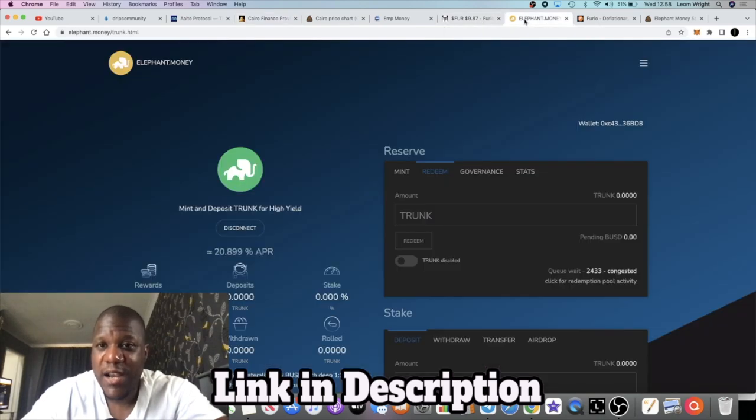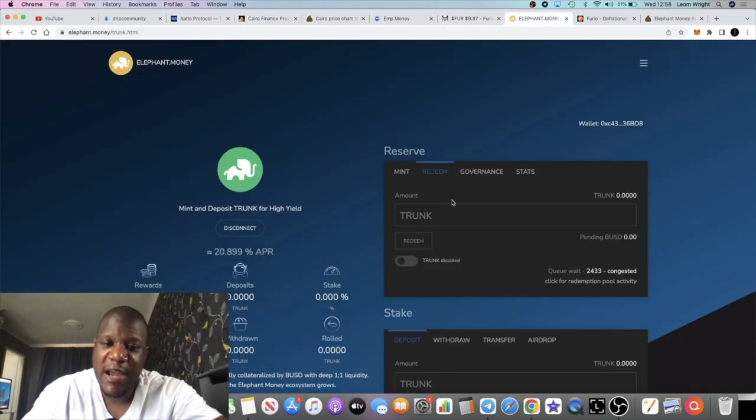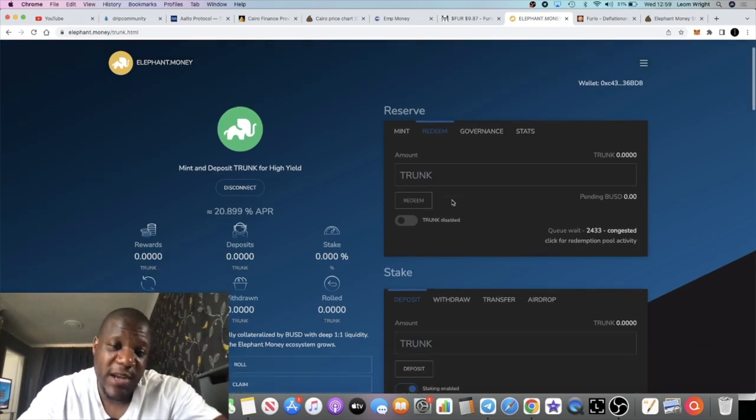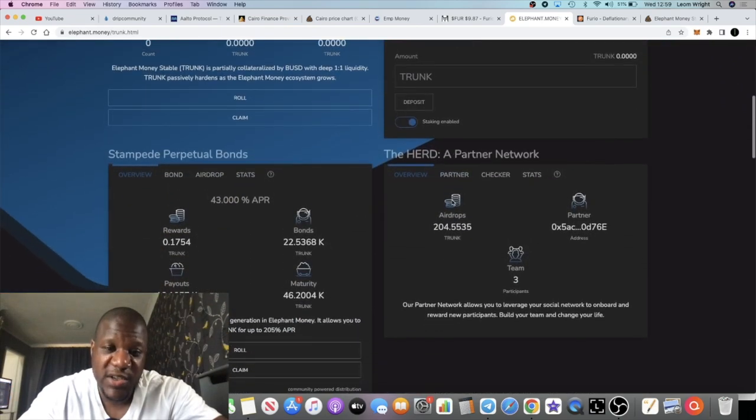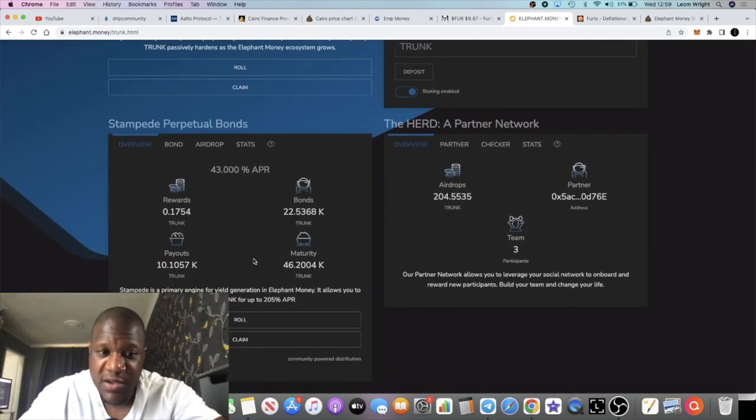Moving on to Elephant Money. Okay, so I haven't spoken about Elephant Money. I have spoken about it once since the exploit, but yeah, we haven't been able to regain peg on this project. I literally just compounded some more as well. I've just been compounding, right?